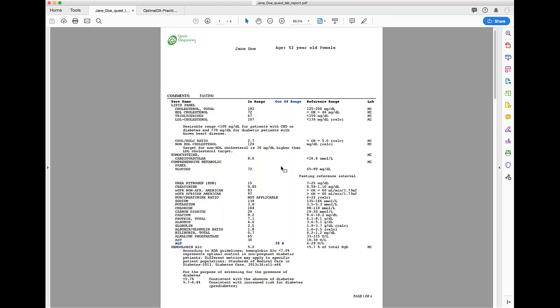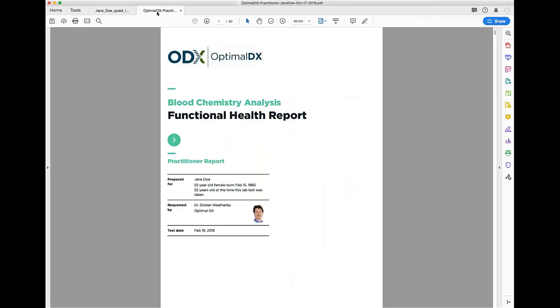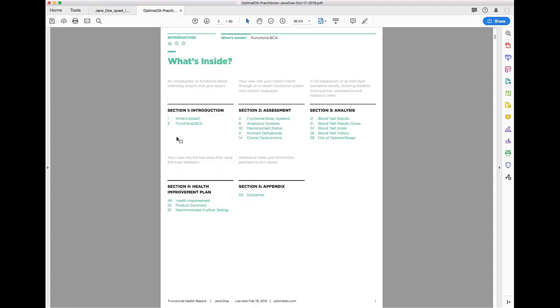So if you haven't seen this report, this is a really nice looking report, and it tells you a little bit more about what's going on. So here's the report itself. This is the ODX core report, and this is a practitioner report done for Jane Doe. She was 52 years old, and that's me, the ordering physician. This is interactive, so I'm going to click this little link here, and boom, it takes me straight to the intro page. I have an introduction, I have assessment section, I have an analysis section, I have a health improvement plan, and then I have an appendix.